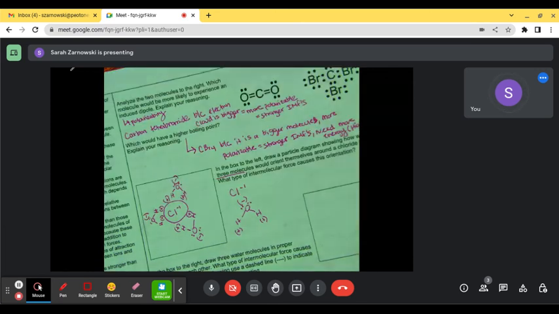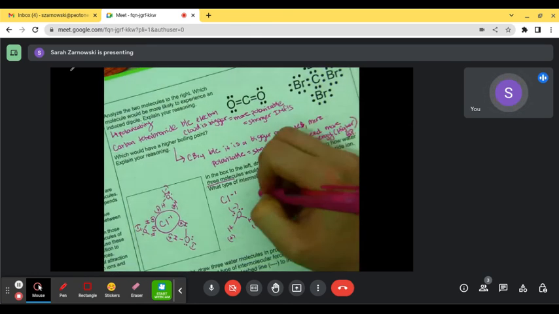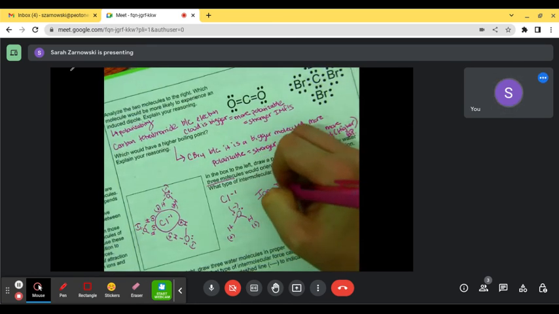There you go. Okay, so now my whole entire water molecule is surrounding the chlorine. That is how you would do that. And now it says what type of intermolecular force. Okay, so water and the ion, since it's an ion, we're going to say that's an ion dipole force.